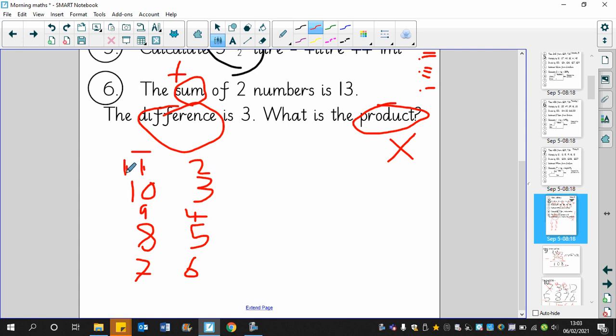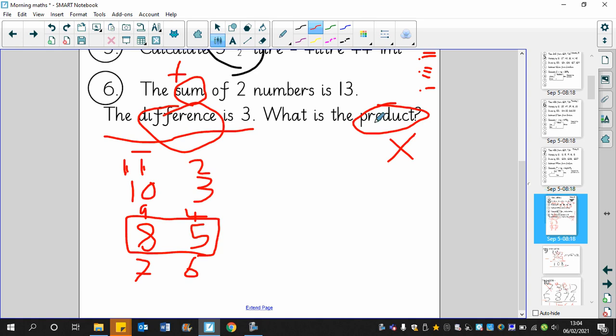Okay, but wait a minute, because it says the difference is 3. So therefore we've got to choose the two numbers where the difference is just 3, and that is those two. Okay, so let's go back again. The sum of the two numbers is 13. 8 add 5 equals 13, correct. The difference is 3. So 8 take away 5 is 3.